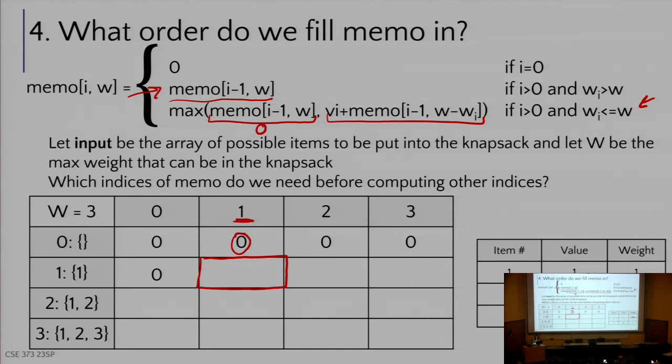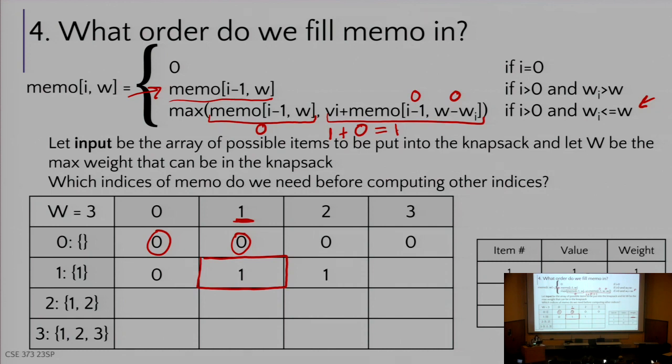So the one we found before is 0, which is this one right here. And we know the value of item I is 1, so it's going to be 1 plus the value at this index. Since I is equal to 1, and the weight is 1 and the weight of object I is 1, this will be 0. So at 0, 0, we have this, and so this equals 1. And 1 is greater than 0, and so we put 1 here. Does that make sense? Any questions so far? Okay.